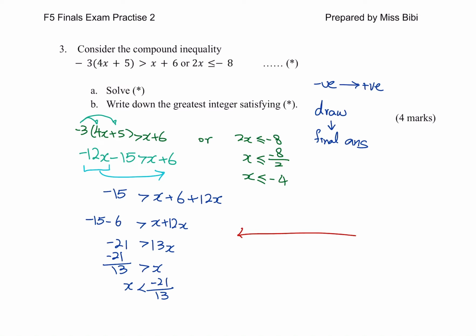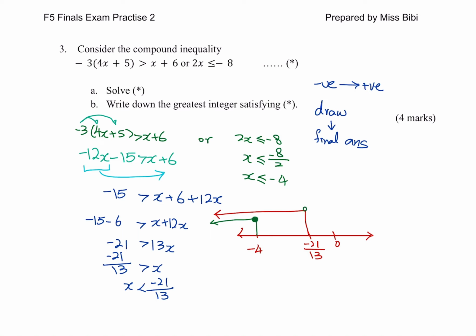So drawing, you have the 0 here, you have negative 21 over 13, which is 1 point something, and then you have negative 4 here, and this one is less than this. So the more on the left side, the more smaller number that you get. So if it's smaller than that, you will draw the arrow to the left side. Same goes for the other one, also draw it to the left side. And remember to shade it, the circle on top, if there's an equal sign.